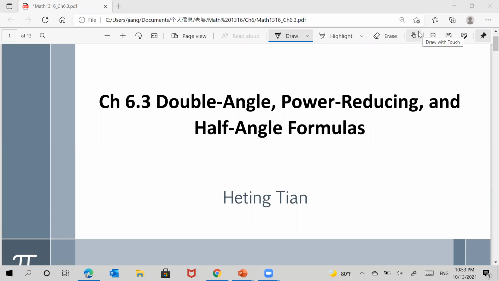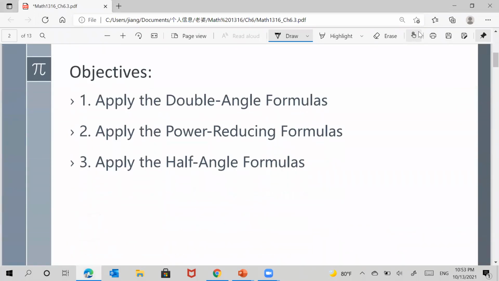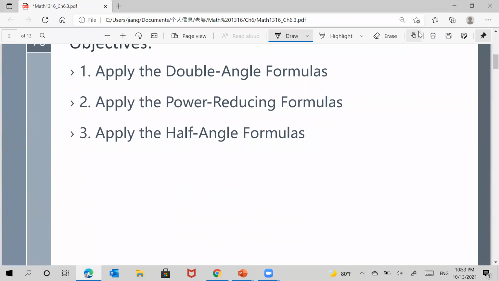In this video, let's learn Chapter 6.3, Double Angle, Power Reducing and Half Angle Formulas. First, we will learn the double angle formula. What is the double angle?